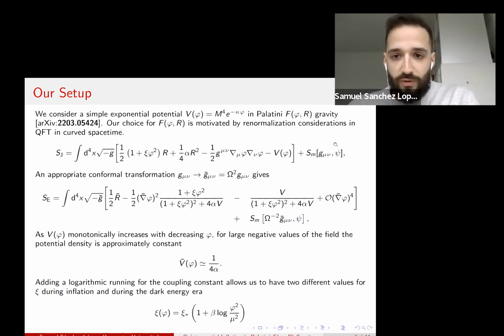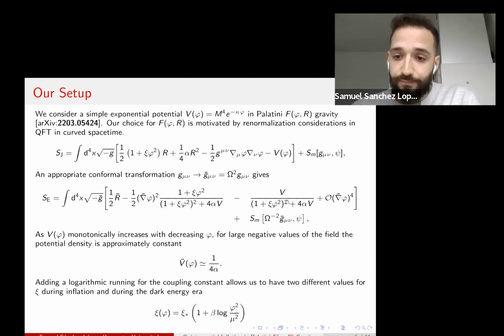So here I'm showing the action in the Jordan frame, and by an appropriate conformal transformation, we can express it in the Einstein frame, where gravity is just the Einstein-Hilbert gravity. And the payoff for doing this is getting a modified kinetic term and a modified potential, plus some extra higher order kinetic terms, which when the field is slow rolling are just negligible.